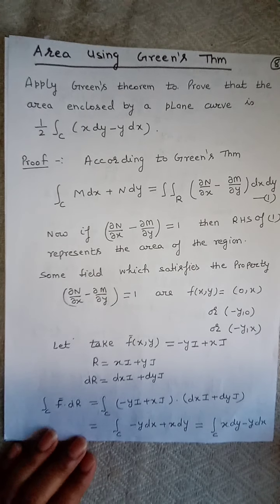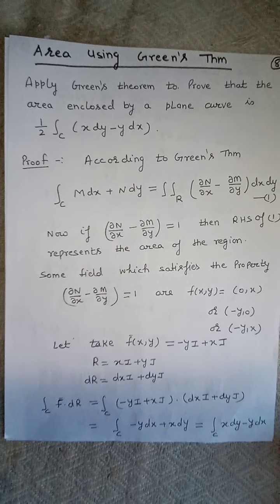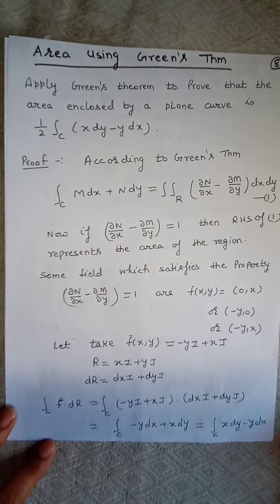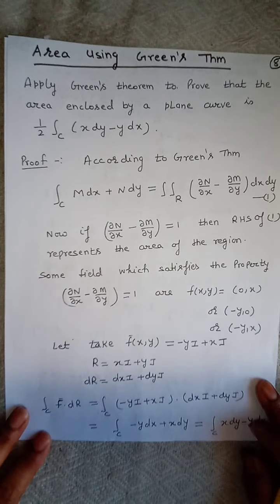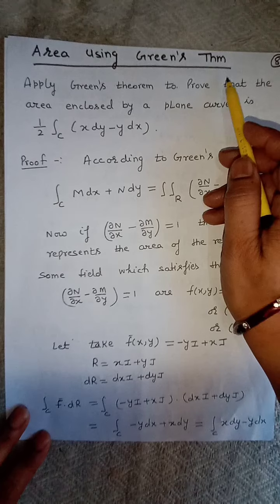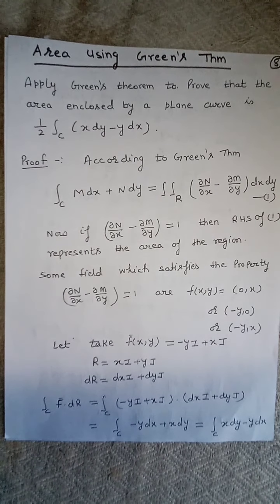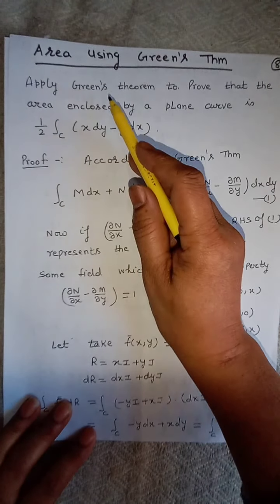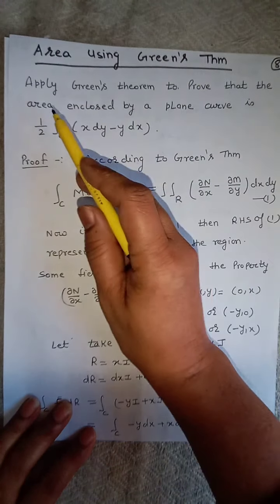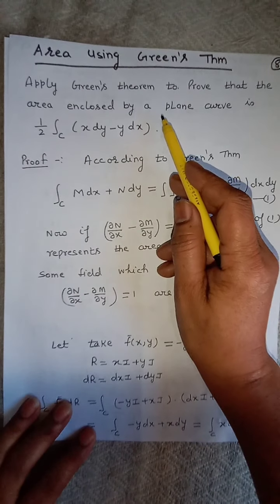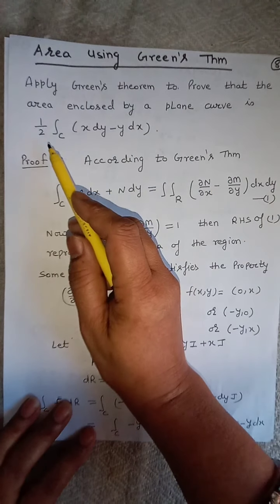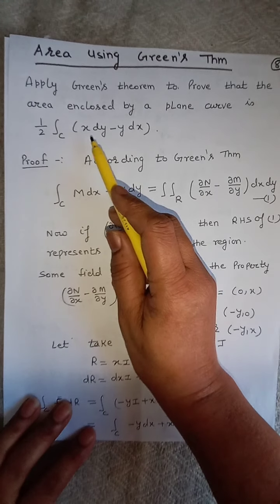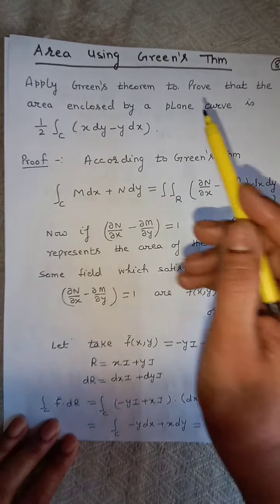Hello students, in the previous lecture we covered the verification of Green's theorem and the evaluation of line integrals. In this lecture we cover the topic of area using Green's theorem. Green's theorem is also used to find the area of a plane curve. Applying Green's theorem, we prove that the area enclosed by a plane curve is 1/2 ∮c (x dy − y dx).